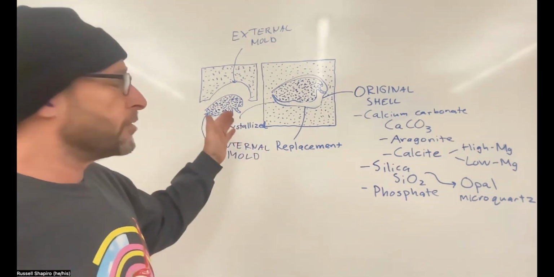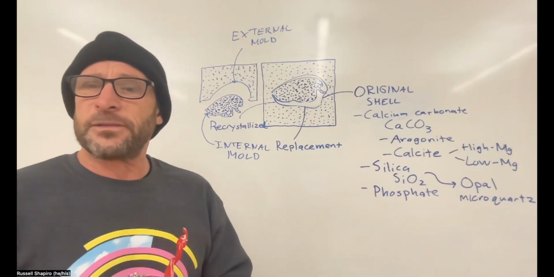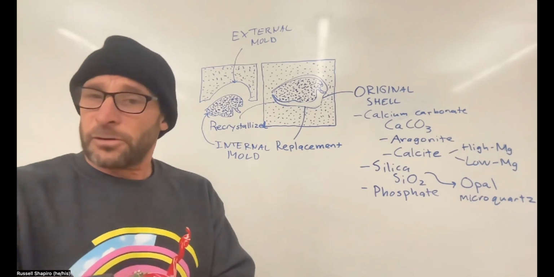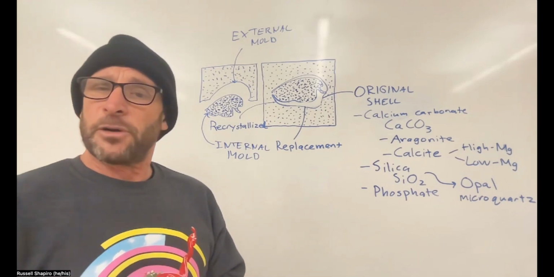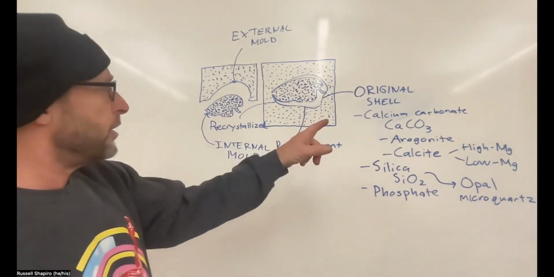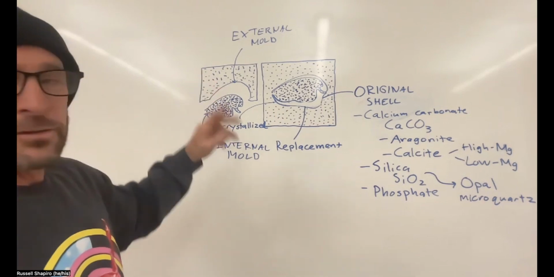I should say also there are some plants that are hollow on the inside. A lot of us have experienced bamboo. We know cracking bamboo open, it's hollow. Well, you can get internal molds of plants. They can be pretty common with some plant groups. Okay, so we have original shell, replacement, recrystallized, internal, external mold.